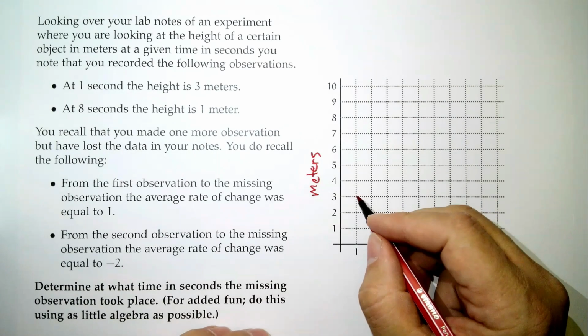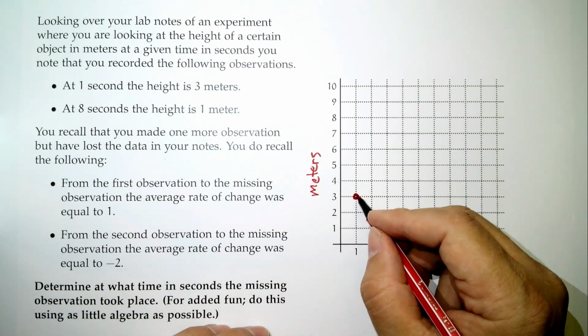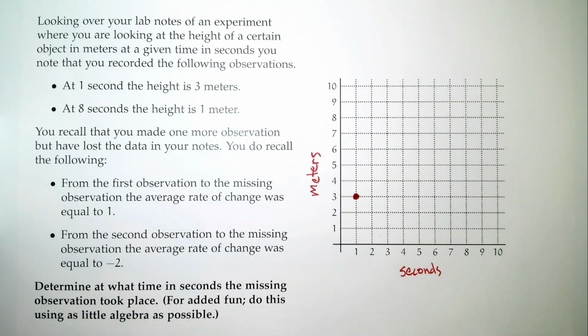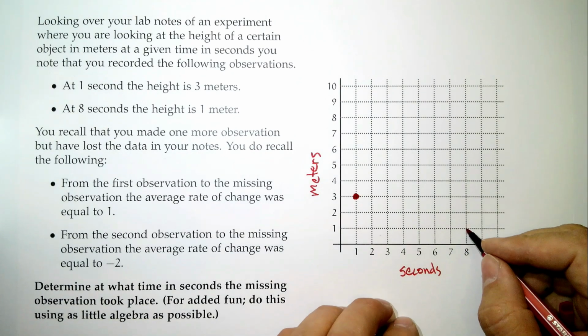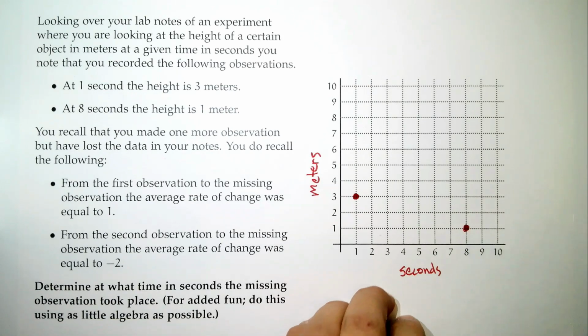So we can actually mark that. 1 second, height was 3 meters. And at 8 seconds, the height is 1 meter. Okay, 8 seconds, the height is 1 meter.